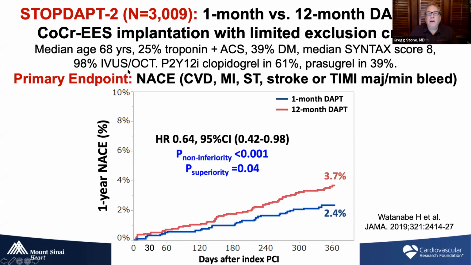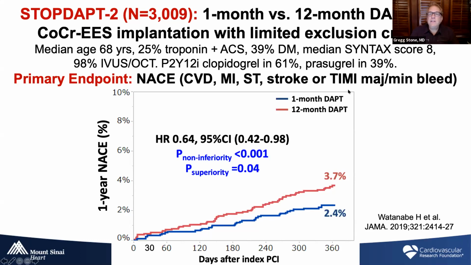For the 1-month DAPT, they had to do a P2Y12 inhibitor, and it was clopidogrel in 61% of patients and prasugrel in 39%. So they dropped the aspirin at 1 month. So their primary endpoint was a net adverse clinical events endpoint, a composite endpoint of ischemic outcomes or TIMI major or minor bleeding. And you can see at 1 year, while they were powered for non-inferiority, they actually showed superiority. So they had a 3.7% adverse event rate with 12 months of DAPT and a 2.4% adverse event rate with 1 month of DAPT, suggesting 1 month of DAPT was better.